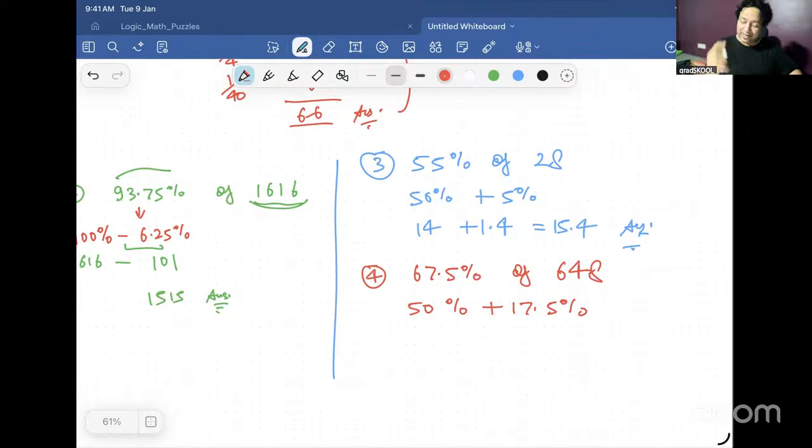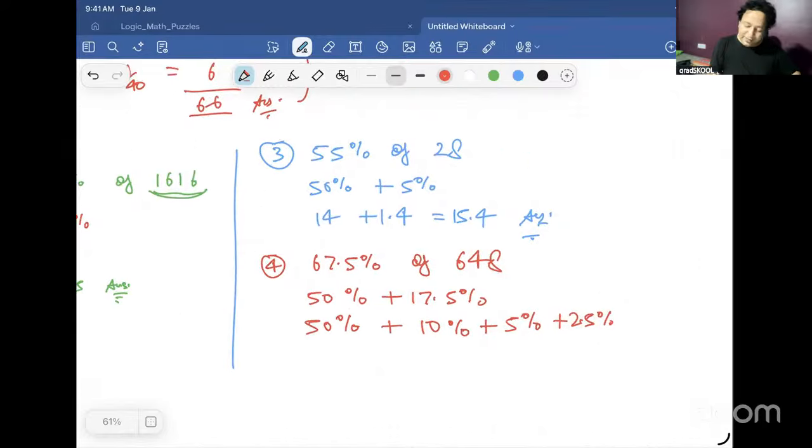Not really. So I would like to break 17.5% as 10% plus 5% plus 2.5%. Isn't this really cool? So 50% is what? Half of 648, that is 324. But you can do it mentally: 64, half is 32, so 324.